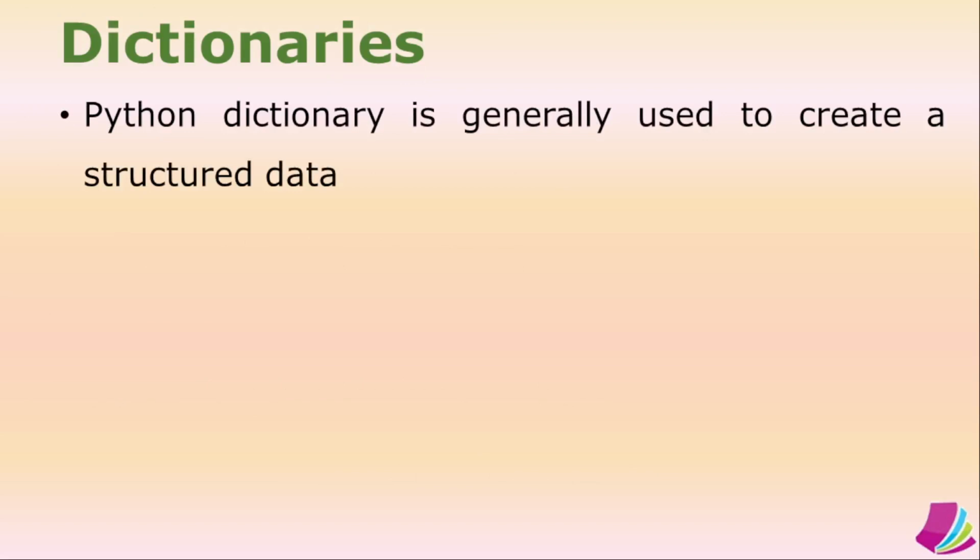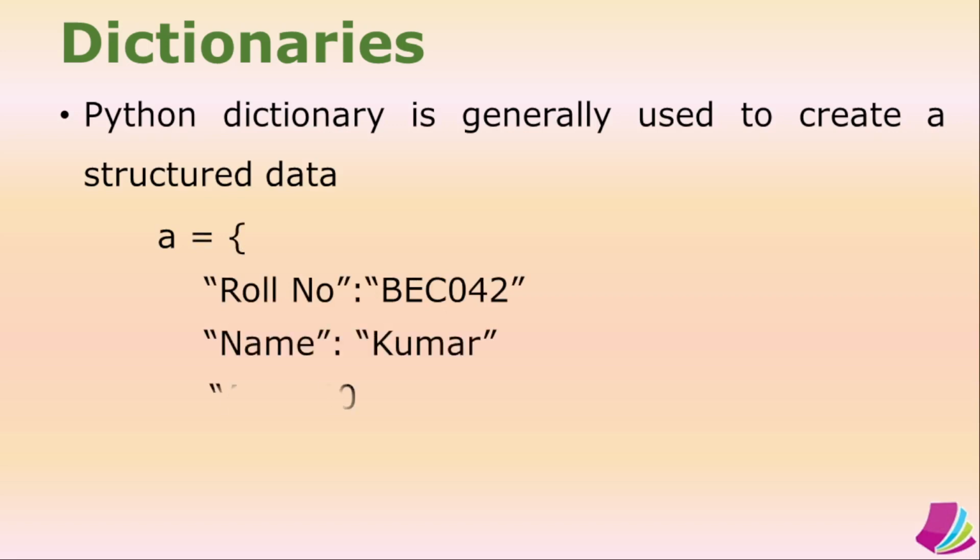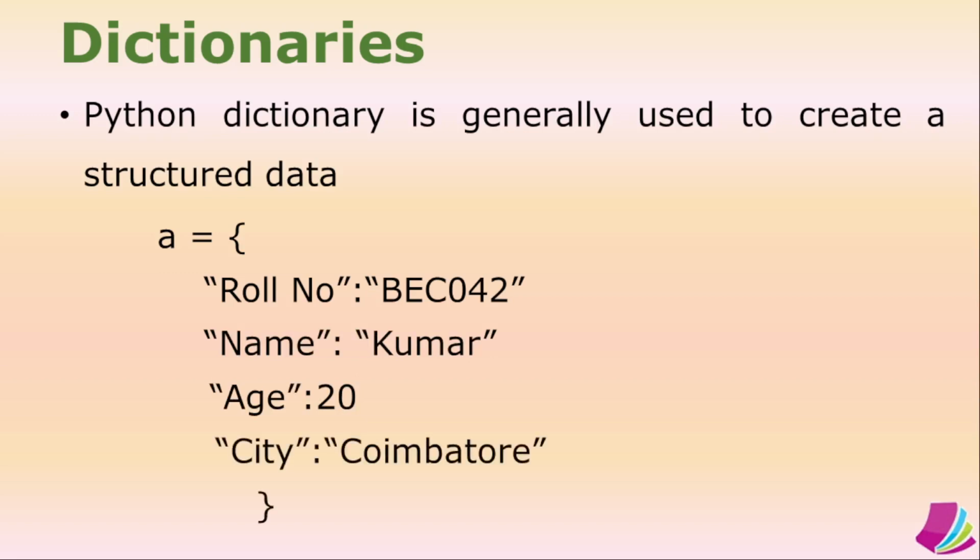Dictionary is primarily used to create structured data. The previous example I gave was just to show you that it can support many data types. But normally, this is how a structured dictionary might look like. You can create a dictionary of students, right? Roll number, the name of the student, age, his city. This is one example of structured data.